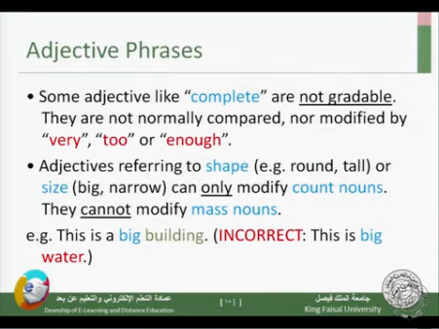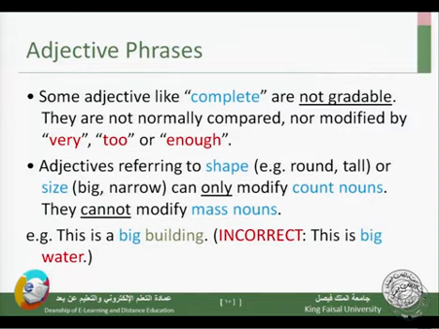We have another point here, which is related to adjectives referring to shape or size. So adjectives related to shape, like round and tall, or size, big, small, narrow, wide, these describe the size of a certain thing. These can only modify count nouns. You remember we studied count nouns, and we said there's a difference between count nouns and mass nouns. These adjectives that refer to shape or size can only modify count nouns. So they cannot modify mass nouns.